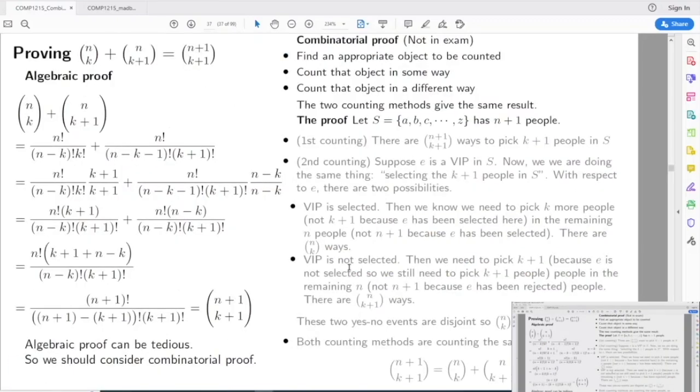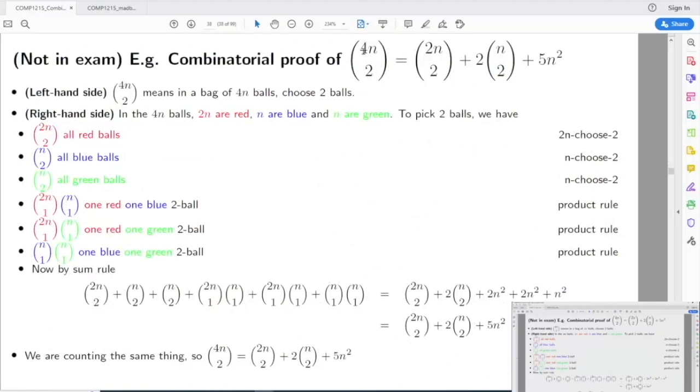Let me come back to the example. This is what I talked about last time. You want to prove this. So what does this mean? Among 4N balls, pick 2 balls. That's the meaning. What the heck is this? This is saying, for the 4N balls, these 4N balls are all black balls, no color. What I'm doing here is that among these 4N balls, I paint the balls. I can paint 2N of them red, N of them blue, and N of them green. Painting the balls does not change physics, right?